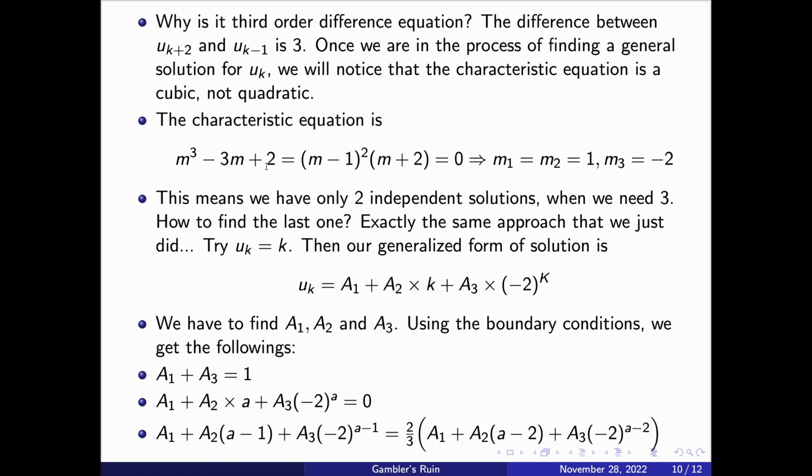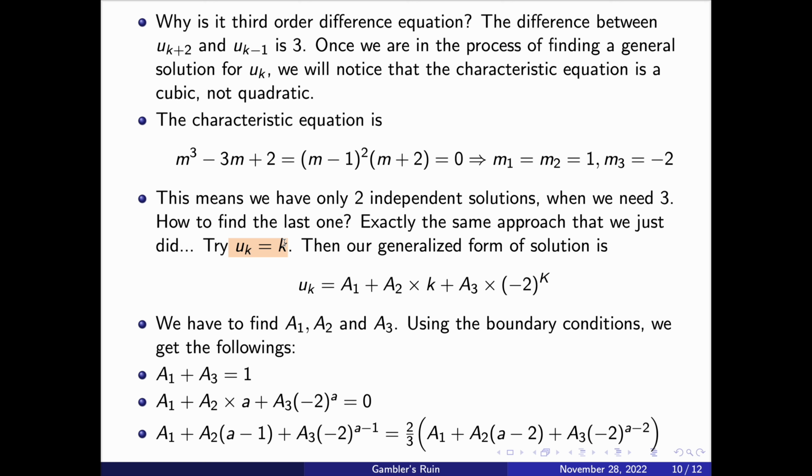Why is that? When you look at the characteristic equation for this, we actually get a cubic equation. When you factor this out, we get this. That means we have a multiplicity of root: m1 and m2 are equal to 1, and m3 is equal to negative 2. Remember, we need 3 independent solutions, but so far we have 2, right? These 2 are dependent solutions. So we have to come up with another independent solution, and we will still try u of k is equal to k.